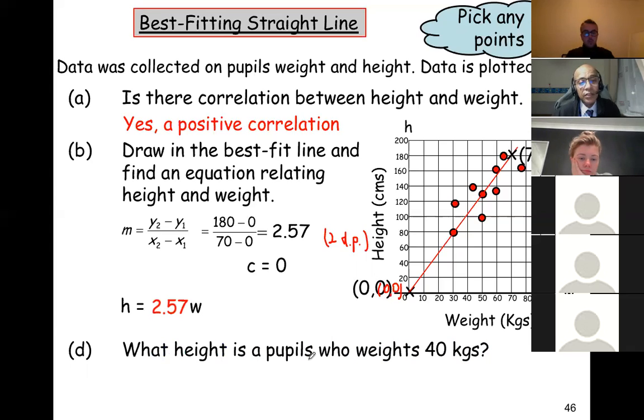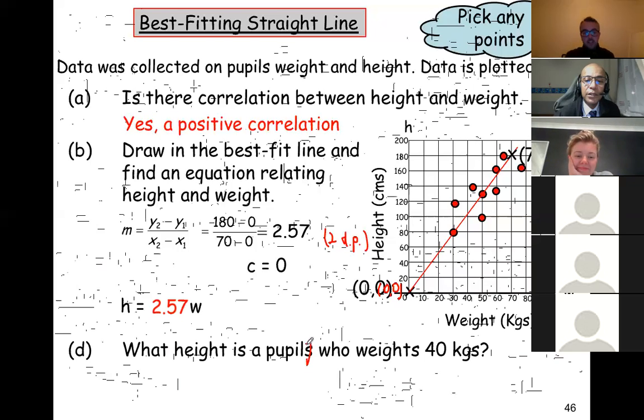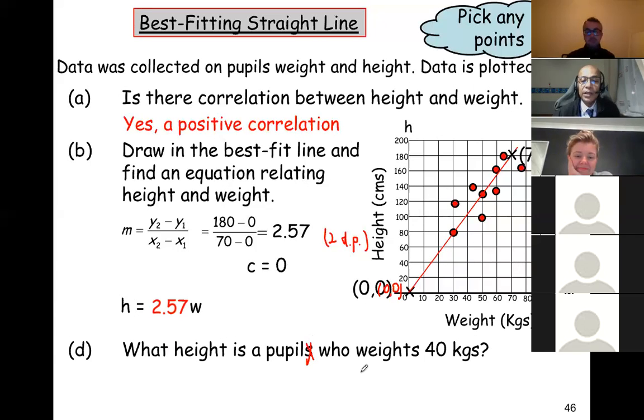Okay, so now the next question they might ask us. That's strange, it went to D. Okay, so that should have been question C. What height is a pupil with weight who weighs 40 kilograms?